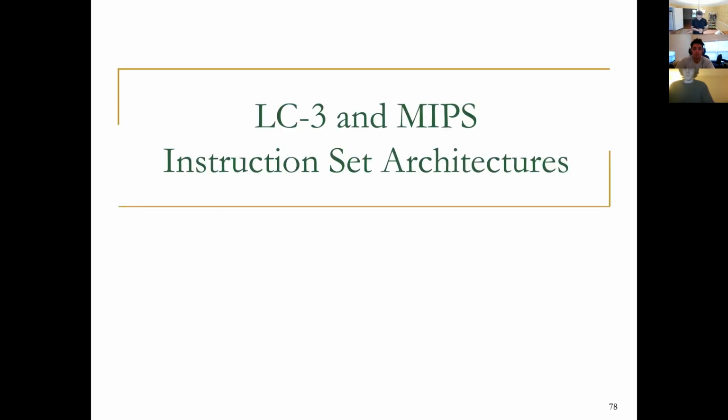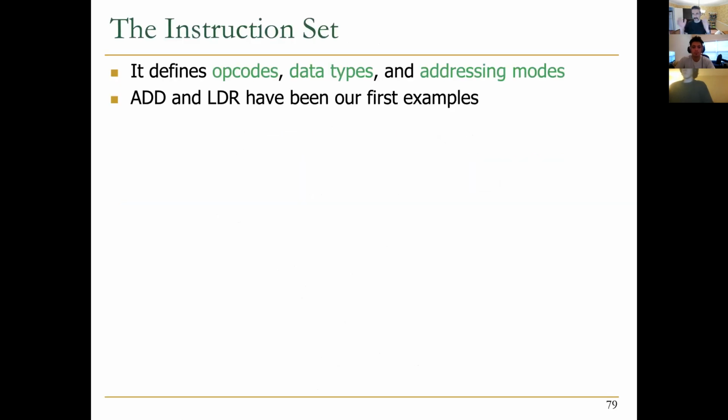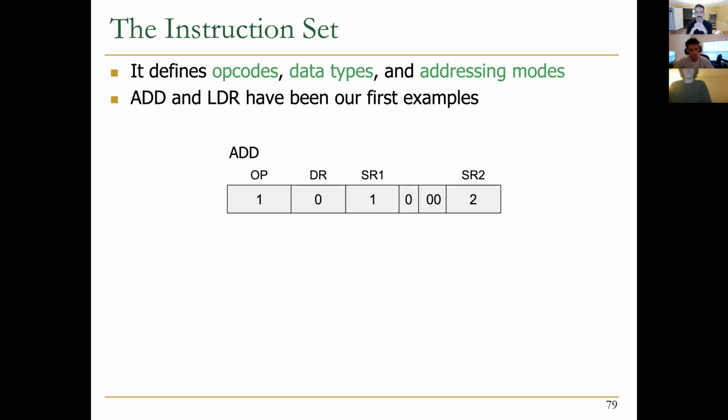So now let's discuss a little bit about ISA, instruction set architecture. We discussed it at the beginning of this course, in the first lecture. So the instruction set defines the opcodes, the data types, and addressing modes. For example, we have add and LDR. We defined these previously, so how they look in the encoding.